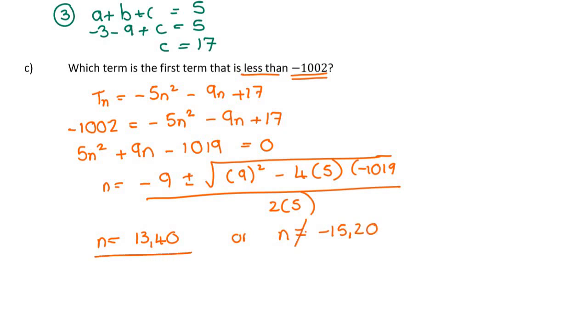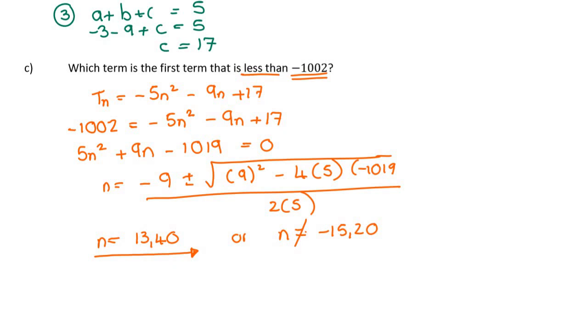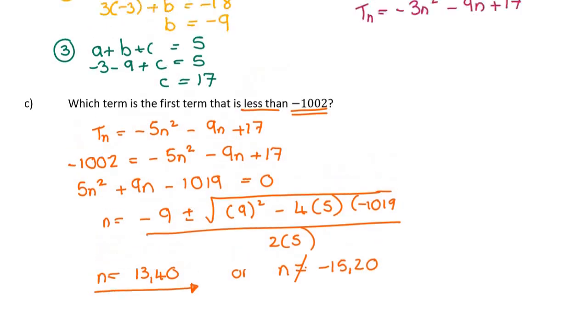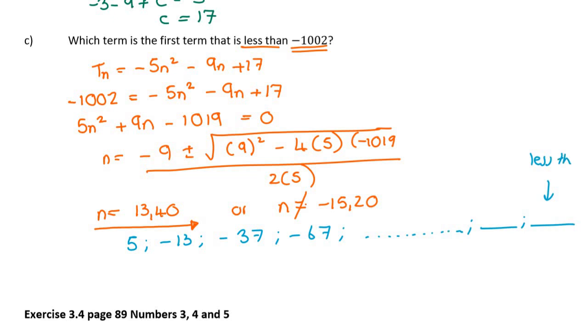Now what does it mean by saying n is 13.4? What it means is that minus 1002 isn't an exact term in the sequence, which isn't unsurprising. They never said it was. Now they want to know which term is the first term less than that. So let me quickly write out the sequence for you. This sequence was 5, then negative 13, negative 37, negative 67. So as you can see, it's going further and further down. So eventually it'll get to some term, and then it'll get to a term which is less than. Because it's going down, it'll eventually get less than minus 1002.